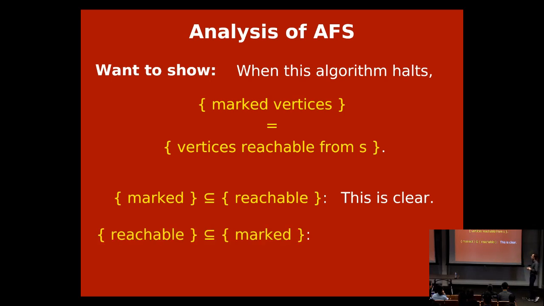So the trickier part is this one, to show that if a vertex is reachable, then it eventually gets marked. That it actually successfully finds all the vertices connected to S. So how are we going to do this?